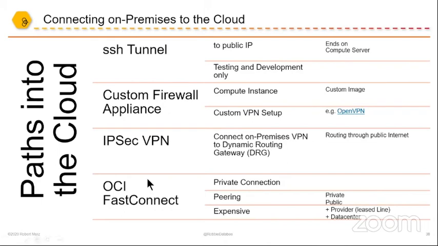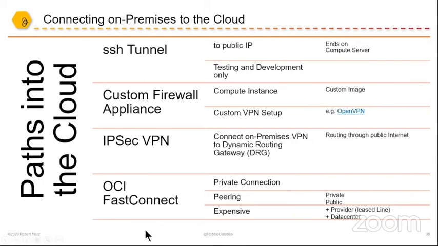The preferred way by Oracle is IPsec VPN. You do that by a dynamic routing gateway, and this will set up IPsec networking between your on-premises network and the cloud network, or between two cloud networks.